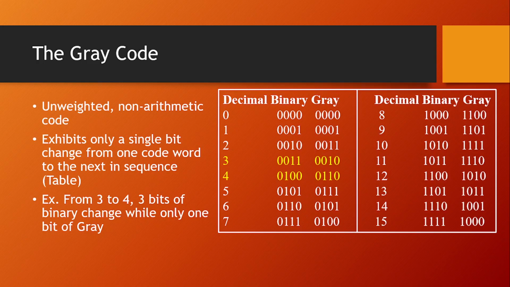Now let us look at another interesting code that is called Gray code. Important is that Gray code is an unweighted code and it is a non-arithmetic code. It doesn't have any relation with the weights or arithmetic process. It is simply a code where no digit has any weight.